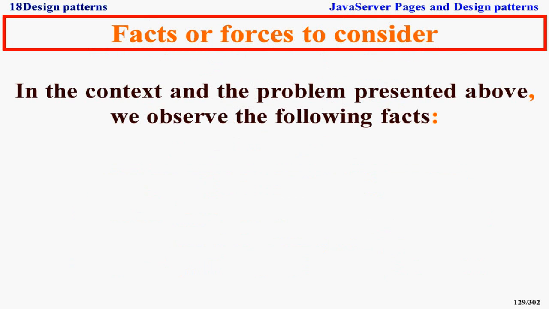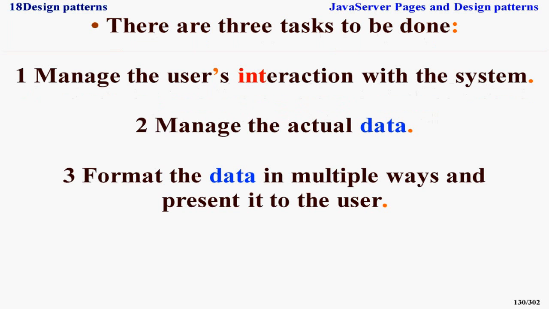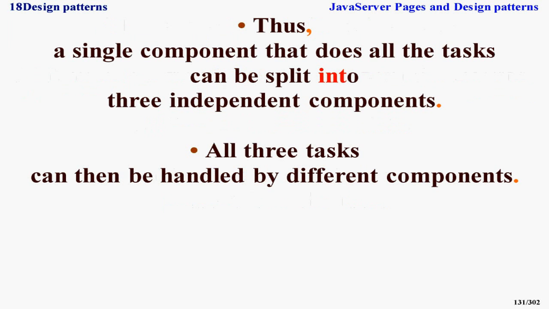Facts or forces to consider. In the context and the problem presented above, we observe the following facts. There are 3 tasks to be done. 1. Manage the user's interaction with the system. 2. Manage the actual data. 3. Format the data in multiple ways and present it to the user. Thus, a single component that does all the tasks can be split into 3 independent components. All 3 tasks can then be handled by different components.